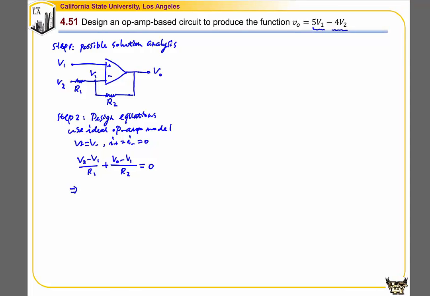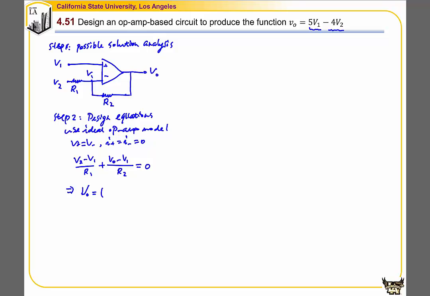So we find V0 is equal to (1 plus R2 over R1) times V1 minus (R2 over R1) times V2. And step 3 is we're going to find the conclusion. By comparing this design equation to what's desired, we know that R2 over R1 is equal to 4. So we are going to select R2 as 4 times R1.